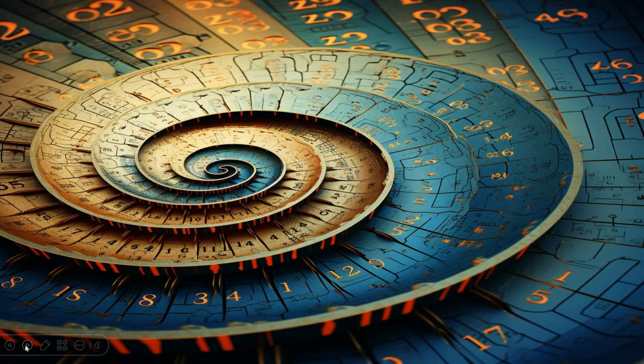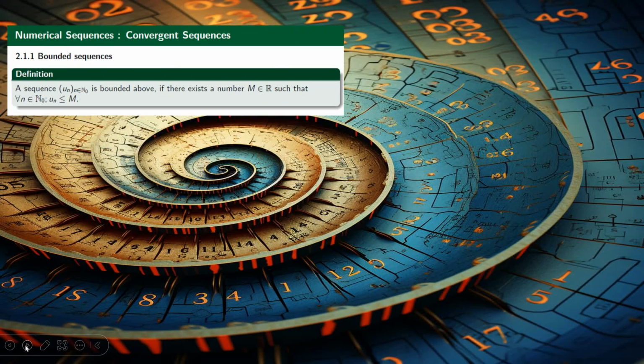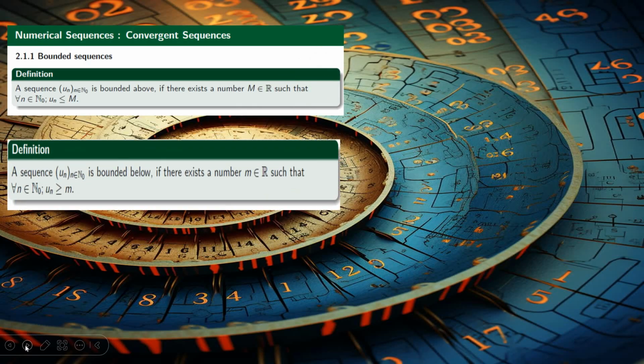We start with the first concept, the bounded sequence. For a sequence to be bounded, it must be bounded above and bounded below. So, a sequence is said to be bounded above if there exists a real number such that every term of this sequence is less than or equal to that number. And a sequence is said to be bounded below if there exists a real number such that every term of this sequence is greater than or equal to that number.